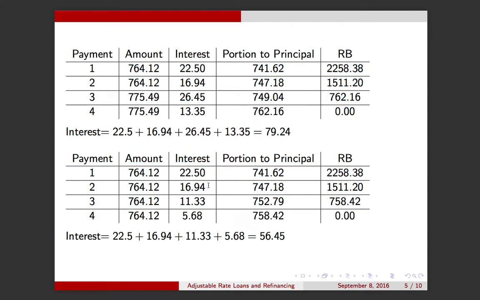Okay, so with this bottom table, there's no funny business. The interest just continues to decline. And then if you add up those numbers, you get 22.5 plus 16.49, etc. You get $56.45.